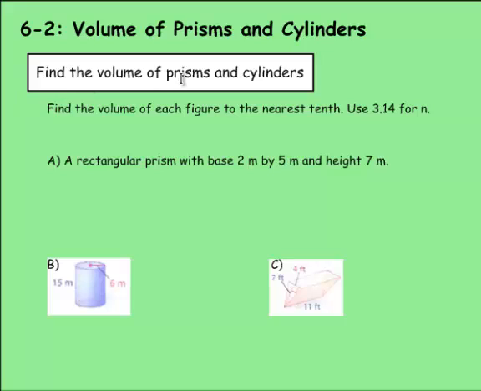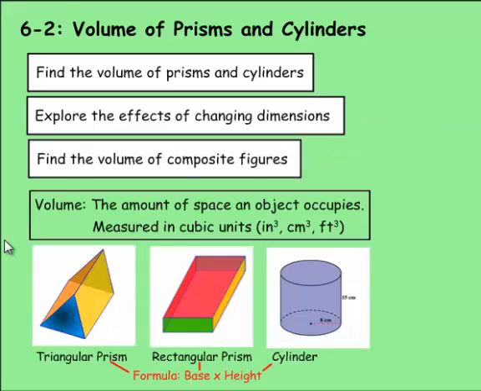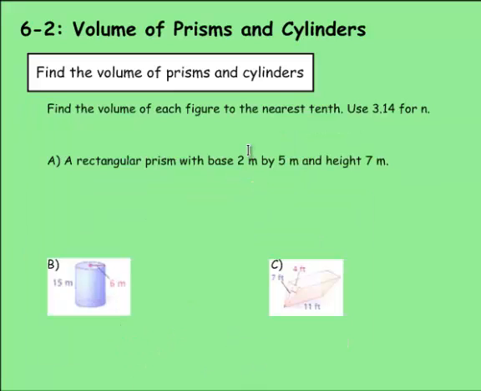So first let's find the volume of prisms and cylinders. It says find the volume of each figure to the nearest tenth. Use 3.14 for pi. So let's do this first one. A rectangular prism with a base of 2 meters by 5 meters and a height of 7 meters. Remember, the formula is base times height. So first the base is 2 by 5, so 2 times 5 is 10 meters, and that would be times the 7 meter height. So that would be a total of 70 meters. And remember, that's cubic meters. So a cube that is 1 meter on each side.